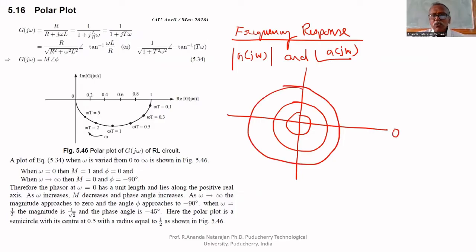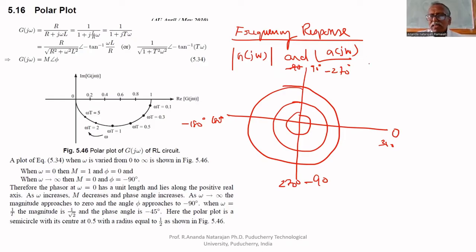Its axes are 0, 90 degree, 180 degree, 270 degree, and 360 degree. Or you can say minus 90 degree, minus 180 degree, minus 270 degree. If you go in the clockwise direction, the angle is negative. If you go in the anti-clockwise direction, the angle is positive, that we know.